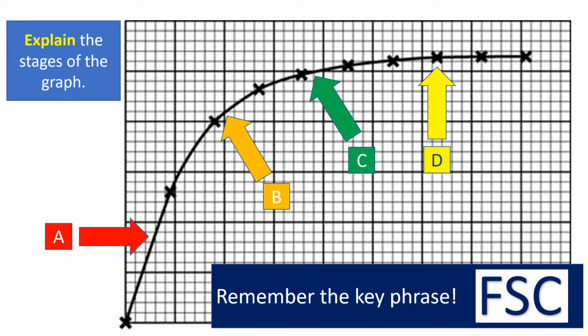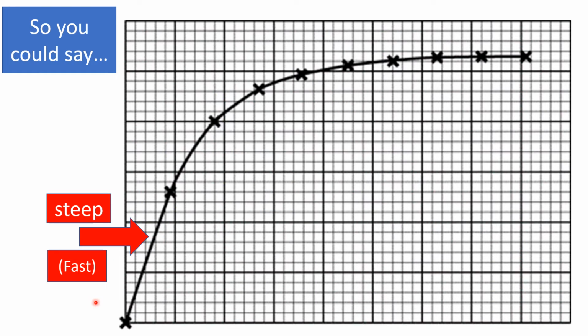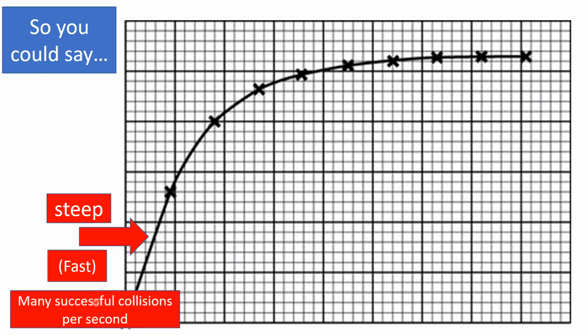What I'd now like you to do then is explain the stages of the graph using this idea of frequent successful collisions. Okay, so we started off with the steep and the fast reaction. So why is that? Well, it's because we have many successful collisions per second, or a high frequency of successful collisions, or lots of frequent successful collisions, something like that. But as long as you've got that idea.